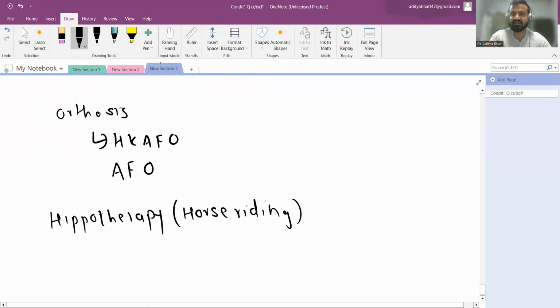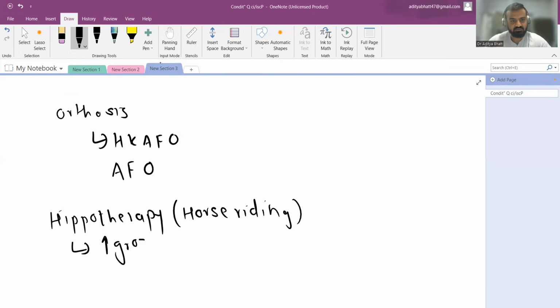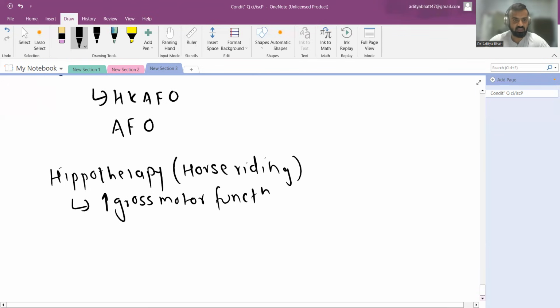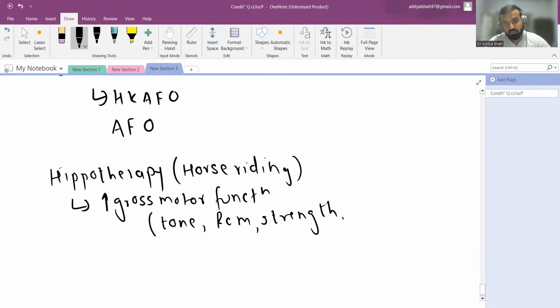They make the patient ride a horse. And in this hippotherapy, what happens is hippotherapy has been shown in studies to improve gross motor function. Now, what are these gross motor functions that are improved? Tone is improved, range of motion is improved, strength is improved, coordination is improved, and balance is improved.